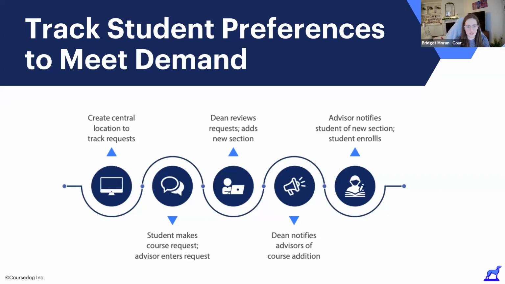Deans can view the spreadsheet and see once a critical mass of requests are recorded. Based on these documented requests, they can then go ahead and add sections to meet student demand, as of course capacity and resources allow. If the dean decides to open up a new course or section, they'll then email the advisors and let them know about the class opening to pass along to those affected students.